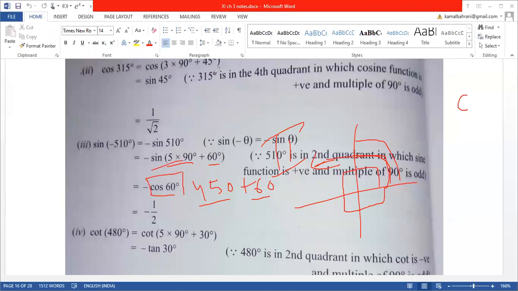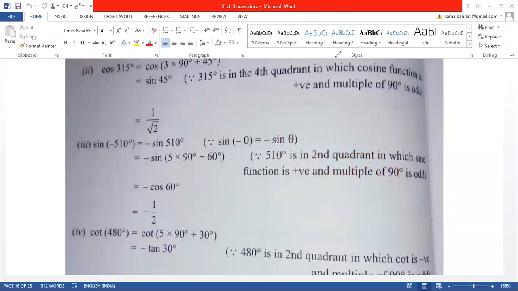Now in the second quadrant, sine is positive. So positive will come, but here we have a negative sign outside. That we have to count. This value will be positive cos 60 degree, but we have a sign outside, so you have to be very careful about the signs. Whatever sign is there outside, you also have to keep in mind. So this will be minus cos 60 degree, so minus half.